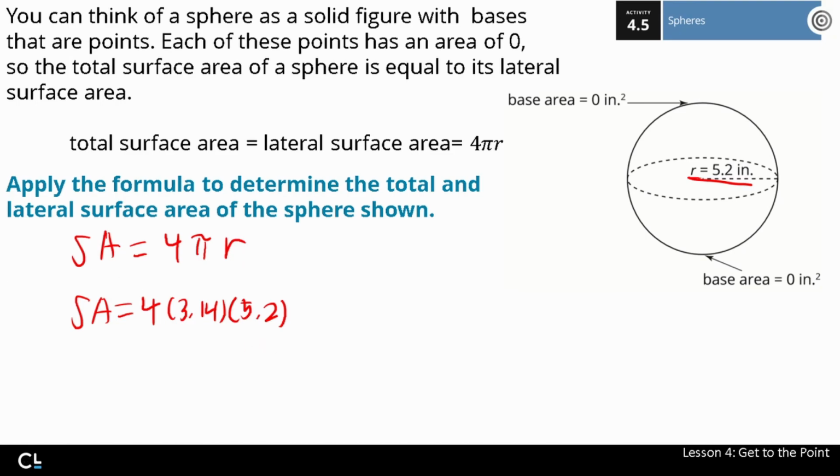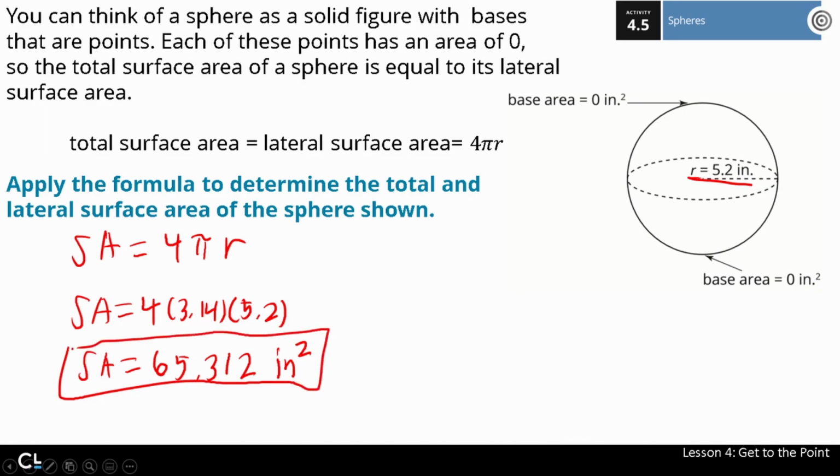Once again, go to your Desmos calculator. I'm not going to bring it up on screen this time. We just type it in. 4, open parenthesis, 3.14, close parenthesis. Open parenthesis, 5.2, close parenthesis. We click enter and we get our answer, and you guys should get the same answer as me. Try to type this in yourself for the practice. We get our answer. The surface area equals 65.312. And what is it? Inches. Surface area. Area is squared.